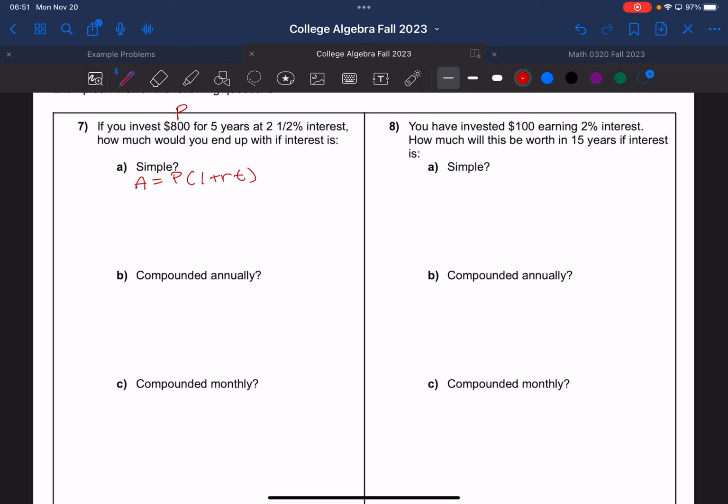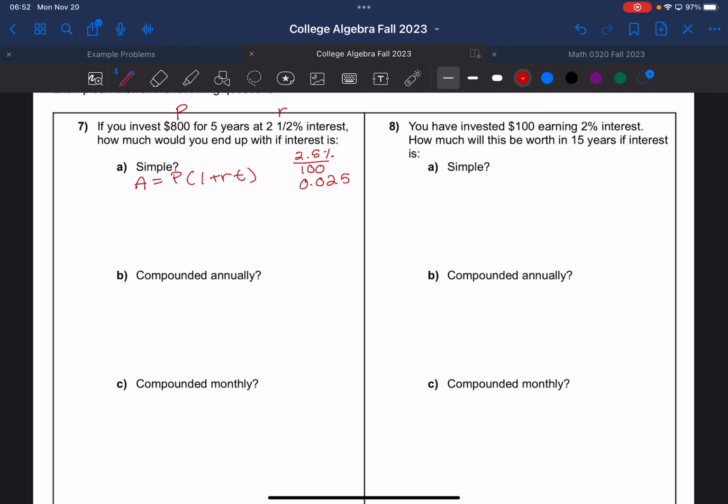Our rate was what number? 2.5. But we have to take that 2.5 and put it into a decimal. 2.5 is just the percent. If we are going to turn it into a decimal, we have to move the decimal place 2 places to the left, which is the same as dividing by 100. So we would get 0.025.